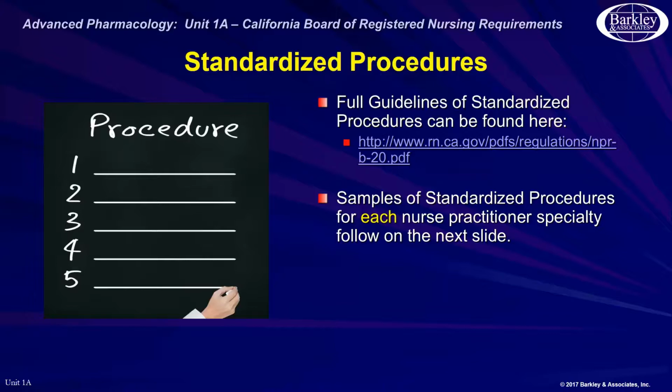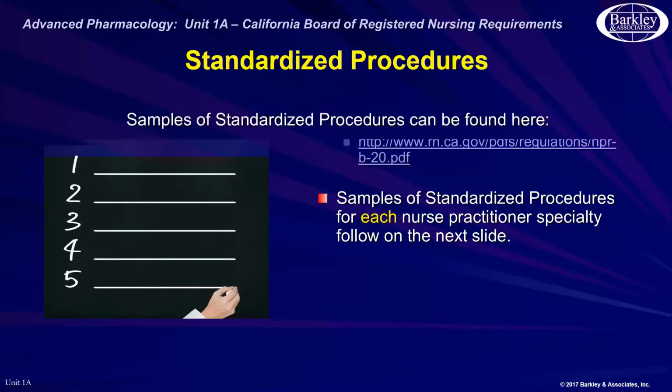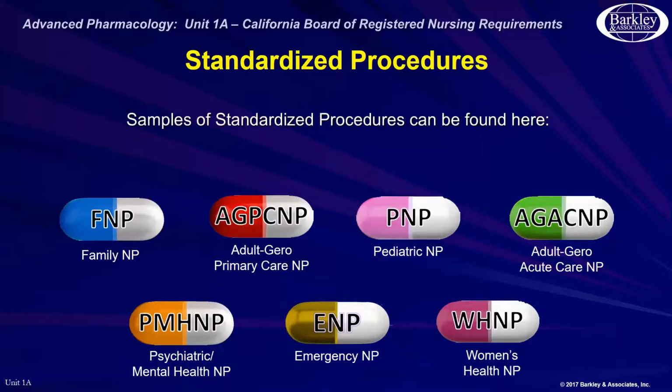So they're found at this website, www.rn.ca.gov/PDFs/regulations/MPR-B-20.pdf. Samples of standardized procedures for each nurse practitioner specialty are in existence. On the next slide, I'll show you an example of that. So, standardized procedures may be found here just by example of these standardized procedures.